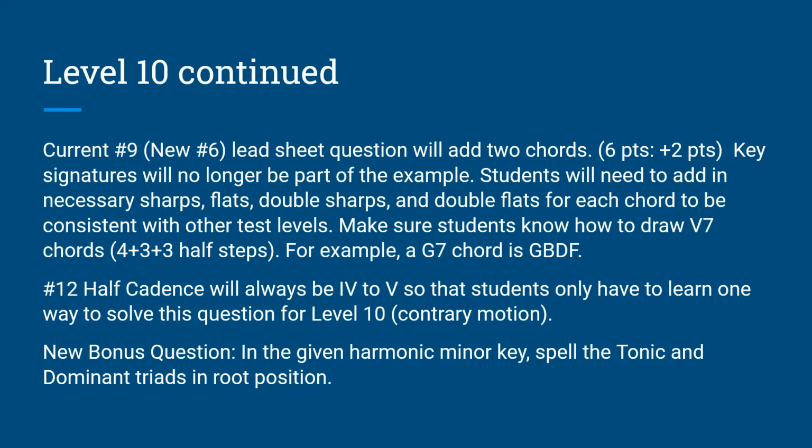They can learn that, and then they'll be able to figure out which sharps or flats they will need to add. Number 12, half cadence will always be 4 to 5, not 2 to 5 or 4 to 5, but always 4 to 5, so that students only have to learn one way to solve this question for level 10, which is contrary motion. And make sure that they know contrary motion and not parallel motion, because they will lose points. And then the new bonus question is, in the given harmonic key, spell the tonic and dominant triads in root position.